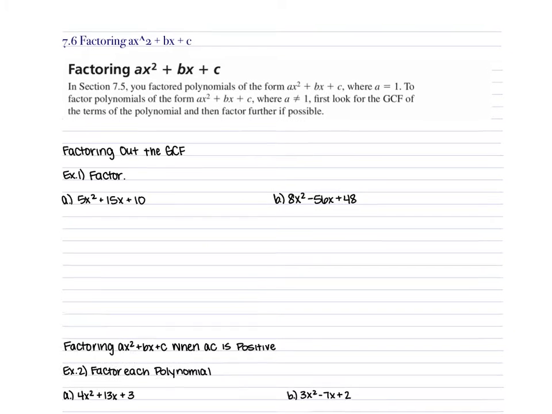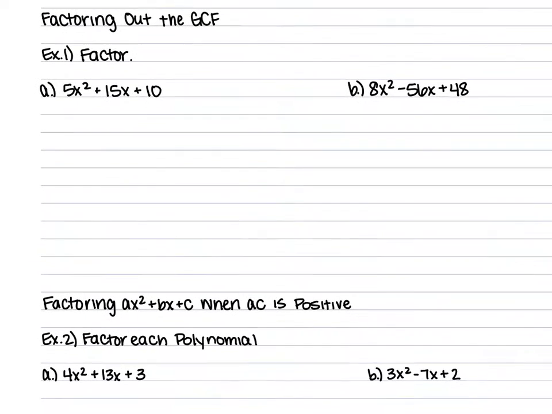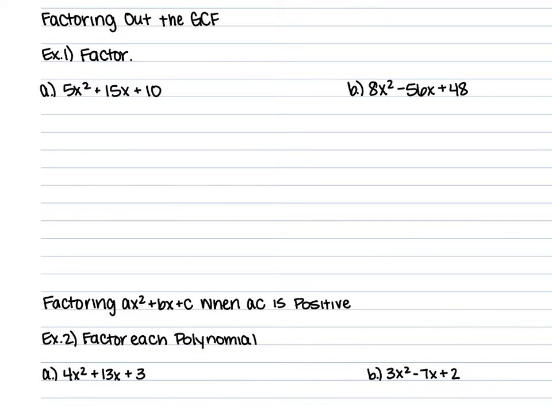If we look at example 1a, we have 5x squared plus 15x plus 10. Each of these terms are divisible by 5, so we'll start this one by factoring out the 5. We're going to have 5 times x squared plus 3x plus 2. From here, you want to look at that 2 and ask yourself, can I find the factors of 2 that add up to be a positive 3? 1 and 2 are our factors. If we added the 1 and the 2, we get 3, which is what we're looking for. So this is going to factor out to be 5 times x plus 1 times x plus 2.